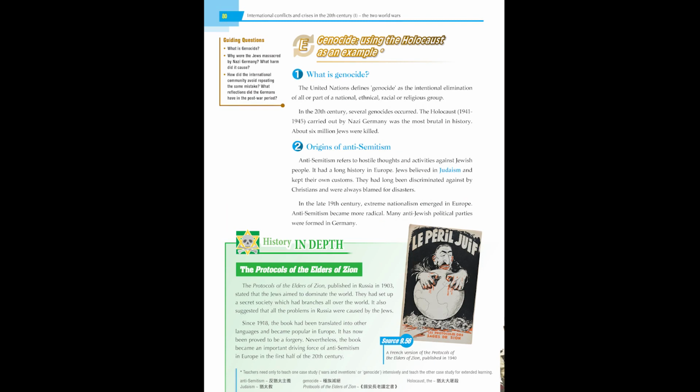E. Genocide. Using the Holocaust as an example. Guiding questions. What is genocide? Why were the Jews massacred by Nazi Germany? What harm did it cause? How did the international community avoid repeating the same mistake? What reflections did the Germans have in the post-war period?